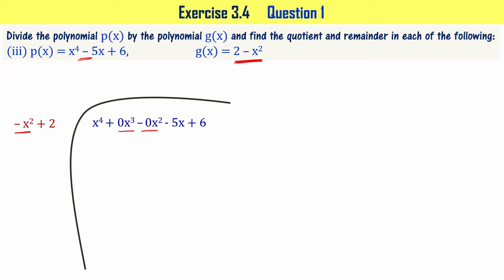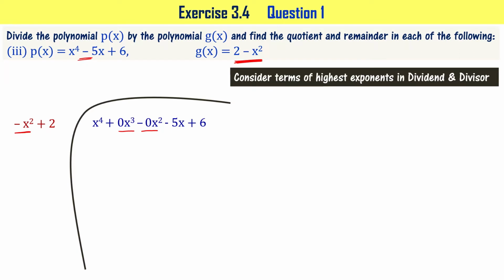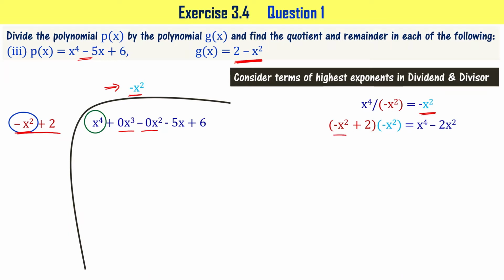To begin with the division process, let's see what are the terms containing highest exponents. In the case of dividend, it is x power 4, and in the case of divisor, it is minus x square. Let's divide x power 4 with minus x square, such that you have minus x square as the answer, right? That minus x square has to be written here as the part of the quotient, right? Now let me multiply the divisor minus x square plus 2 with minus x square. When I do that, minus x square times minus x square is x power 4. 2 times minus x square is minus 2x square.